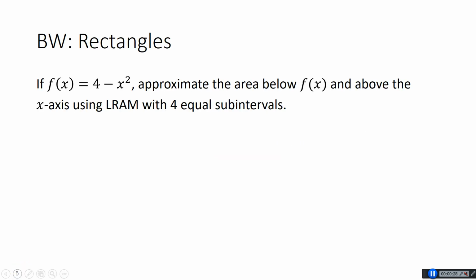First, I have some bell work for you, which is about using LRAM. We talked yesterday about those rectangle approximation methods. So you need to think first about what f of x is going to look like. It's 4 minus x squared, so it's going to be some kind of parabola. I would think about where the roots are, and if it's upside down or right side up. You're going to approximate the area below f of x and above the x-axis using LRAM with 4 equal subintervals. If you want to try that on your own, you can. I'm going to jump right in and do it.